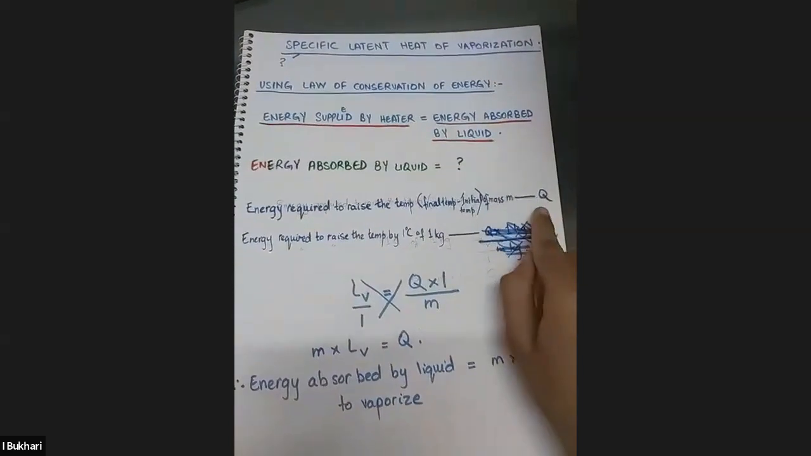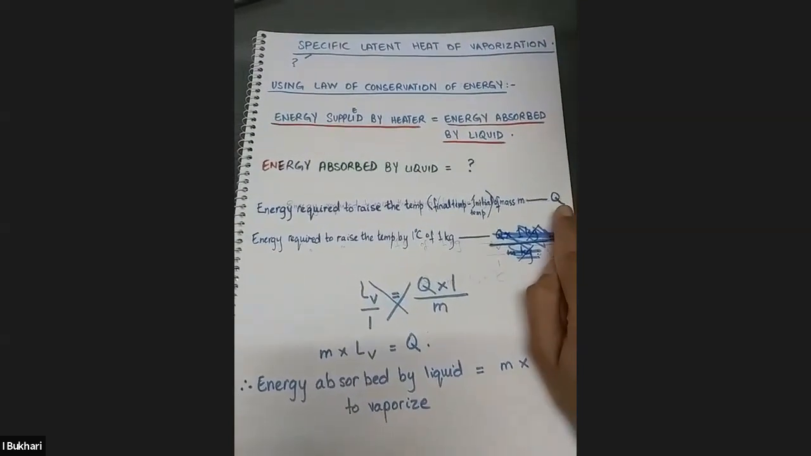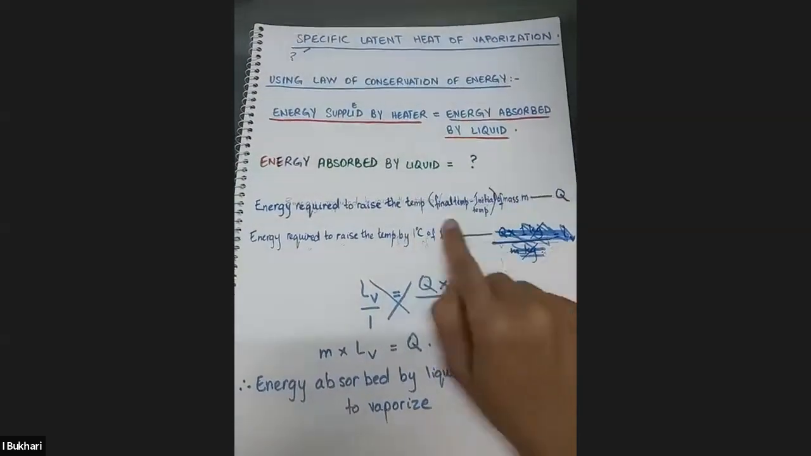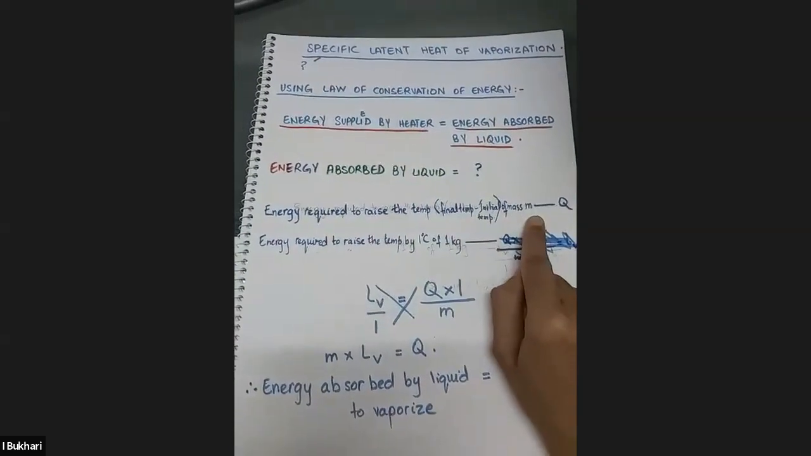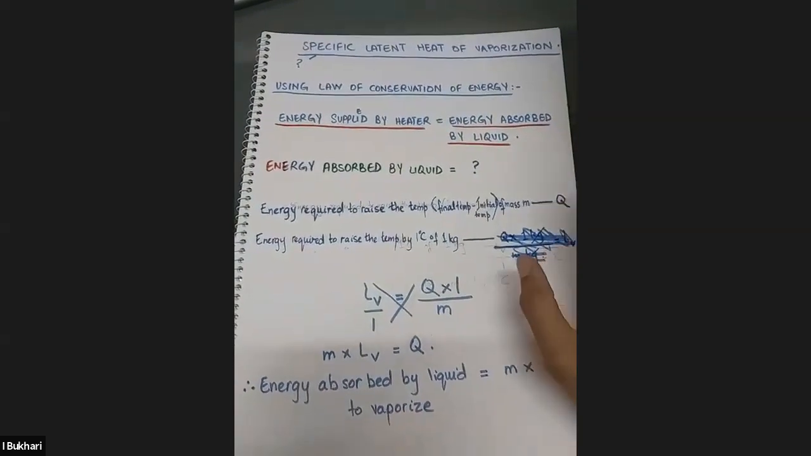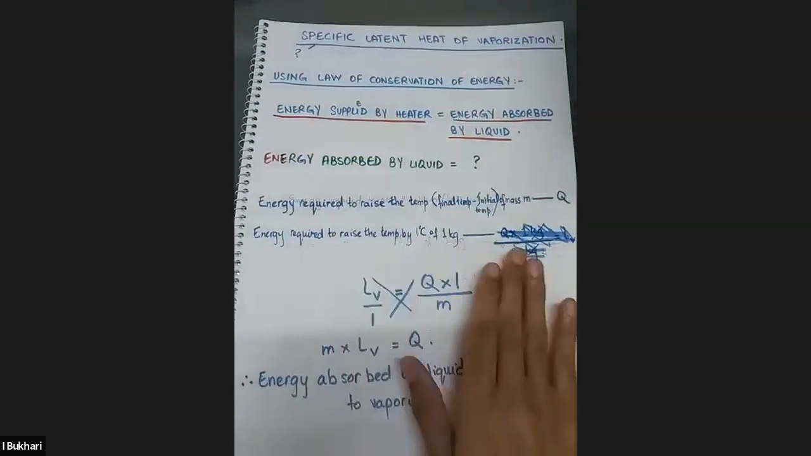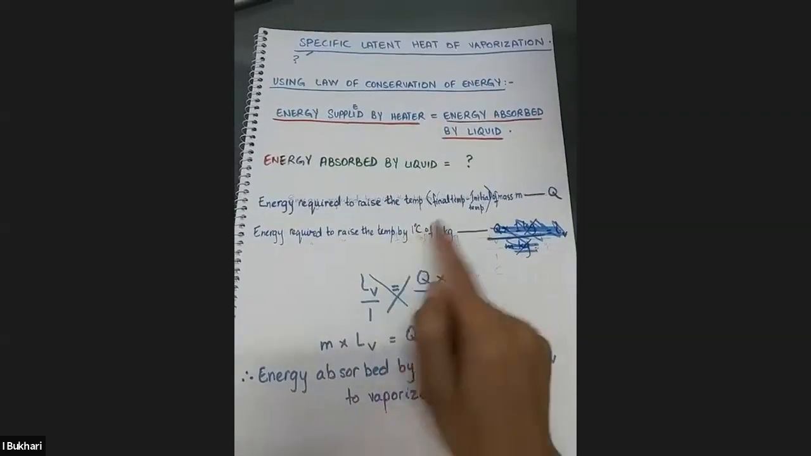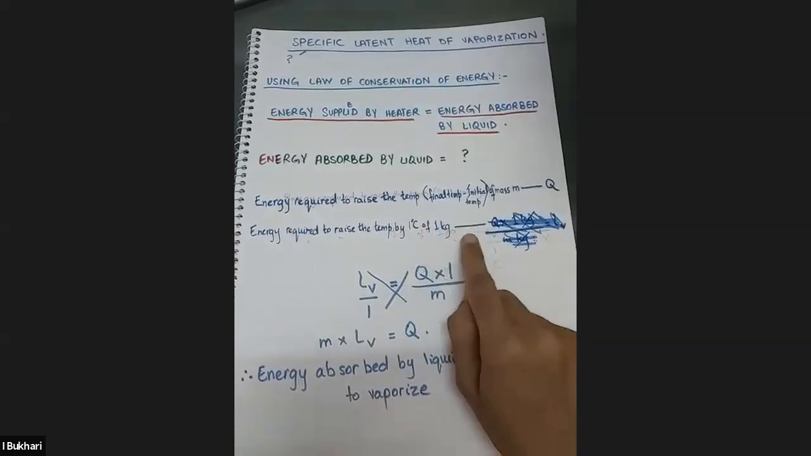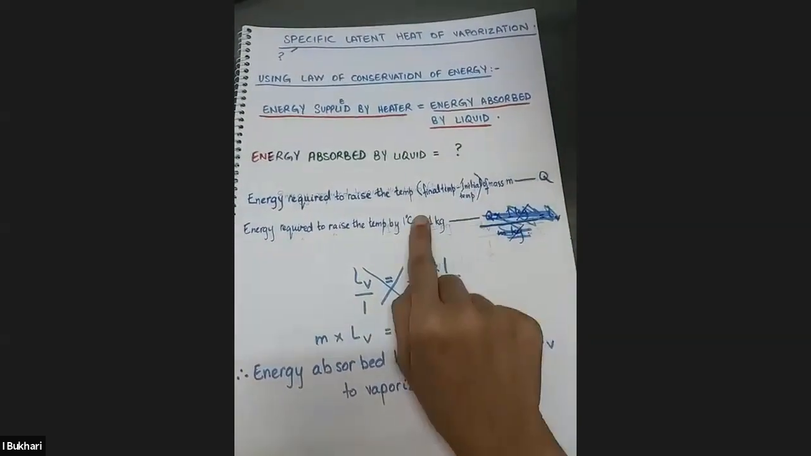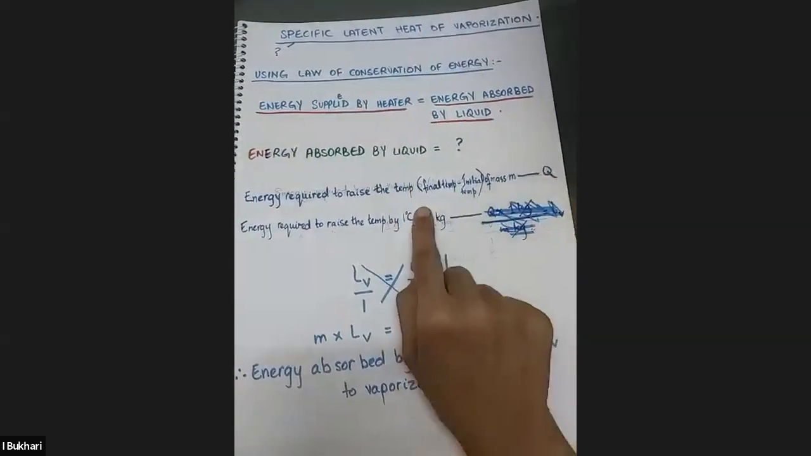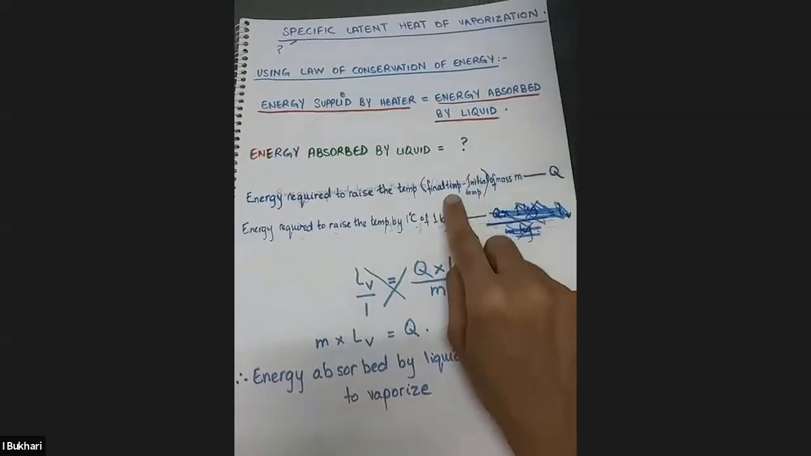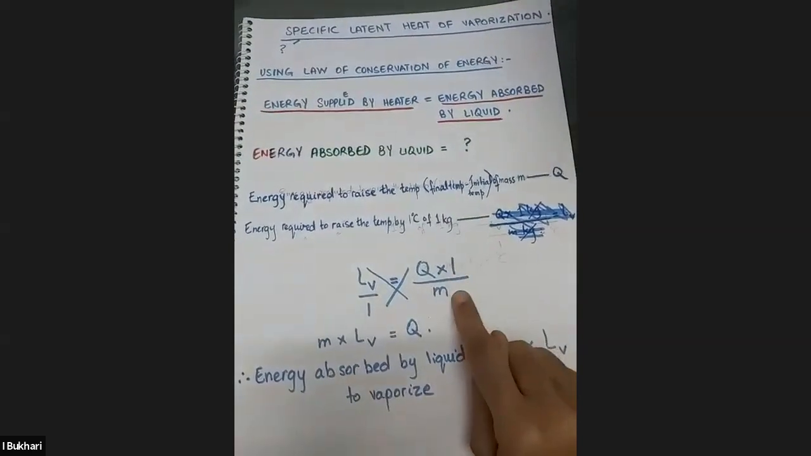So I'm giving the variable Q to the energy required to raise the temperature by a specific amount, which is defined by this, of mass M, okay? And that M can be any value. Therefore, using this ratio method, the energy required to raise the temperature by 1 degree Celsius of 1 kilogram would be, I will cross multiply, the ratio method. So Q multiplied by 1 is Q itself divided by the mass and the temperature change, right?